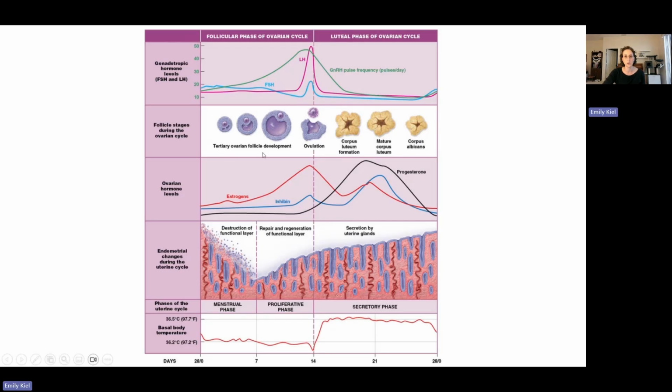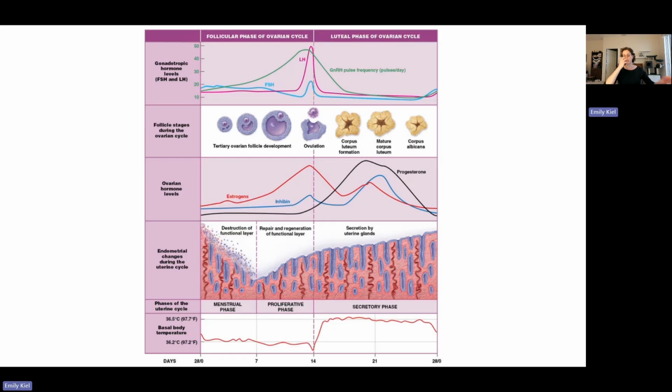The tertiary follicle, and we're going to talk a little bit more about the different follicles, but that is what releases the egg and then what the corpus luteum forms from. And if there's not any fertilization, then that corpus luteum is going to become a corpus albicans. And then we'll go back into the cycle, into the follicular phase, versus if there is fertilization, that corpus luteum is what's going to be present and what's going to maintain the pregnancy.